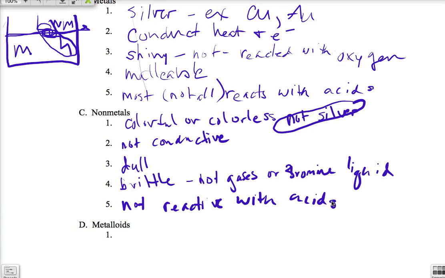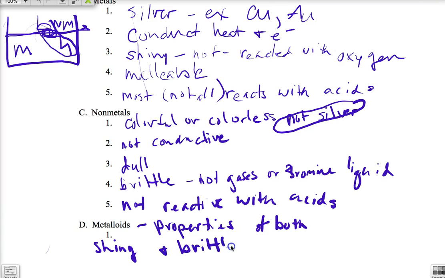All right, so what about metalloids? What did we say metalloids were? Go back and look up here. They're on the staircase. They have properties of both. What the heck does that mean? Well, they could be shiny and brittle. You see what is happening here? Shiny is a metal property. Brittle is a nonmetal property. That's just one example. It could be conductive but not reactive. Conductive is like a metal. Not reacting to acids would be a nonmetal. So they have properties of both.